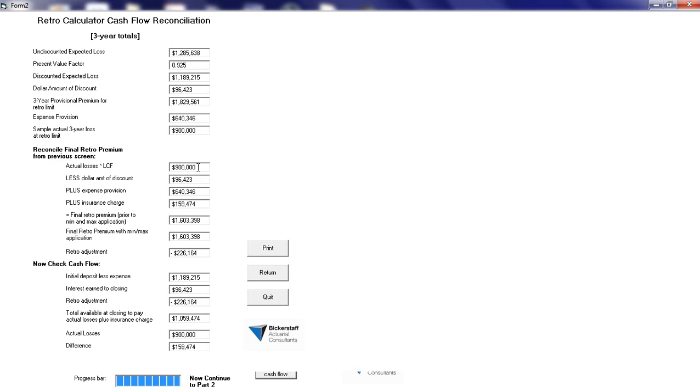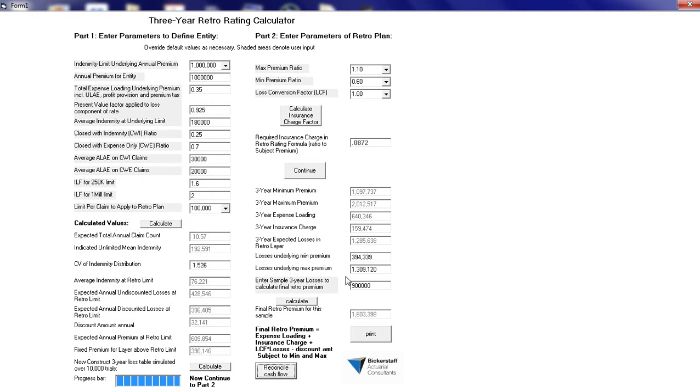So let's see how that works. We chose a loss conversion factor of 1.0, so the actual losses times LCF is $900,000. We're going to subtract out the amount of investment income, basically is what that $96,000 is. That was the discount. And then we're going to add the expenses. You're going to pay that no matter what, the $640,000. And we're going to add this insurance charge, and that gives us the final retro premium of $1.6 million, which is what we got over here, $1.603 right there.